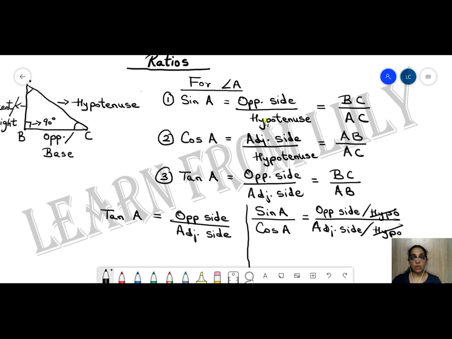From these ratios I can derive some other ratios also. So that we'll be seeing in the next lecture.